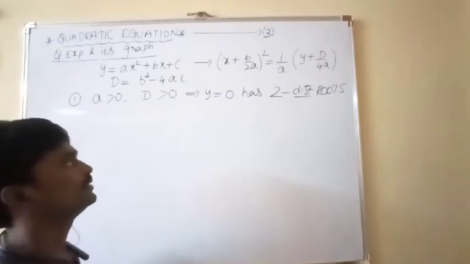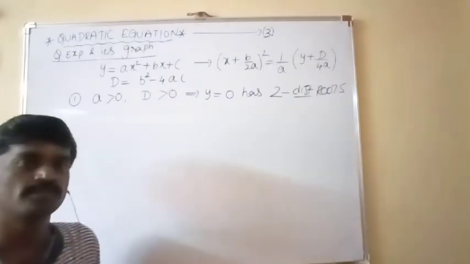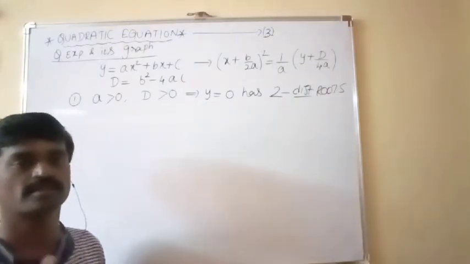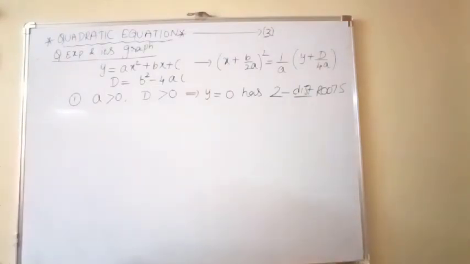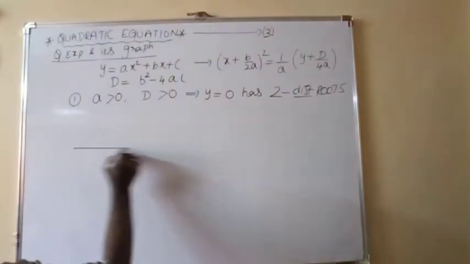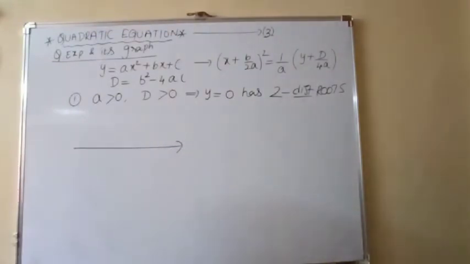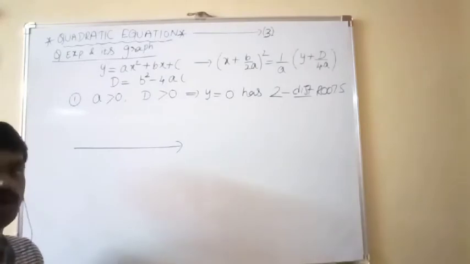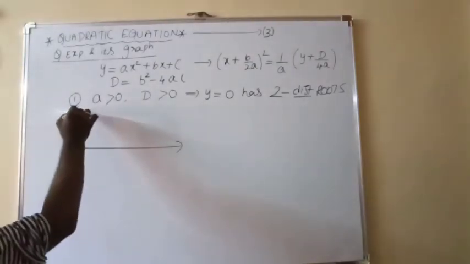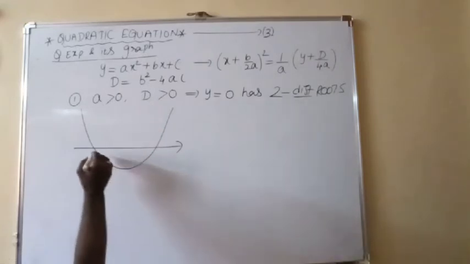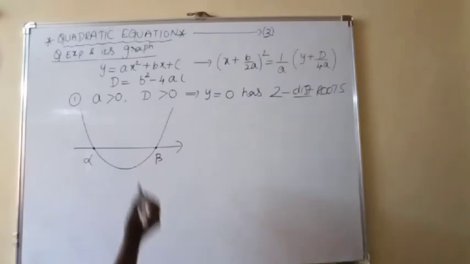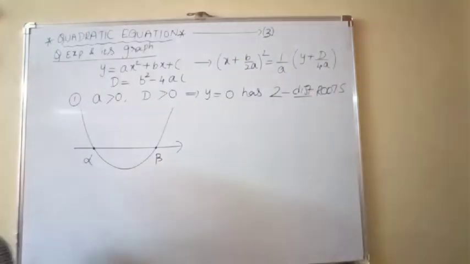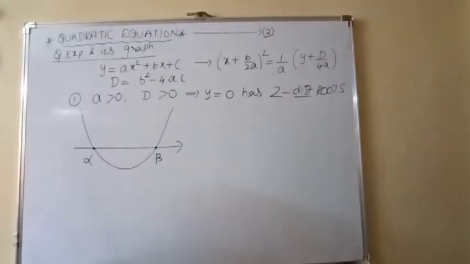If alpha and beta are the roots of y is equal to 0, that means this graph will cut the x-axis at alpha comma 0 and beta comma 0. So thus we'll get the graph, and also a is positive, so it is an upward parabola. So this is alpha, this is beta. Say alpha is the smaller root, alpha is less than beta. So clearly, this is the graph.